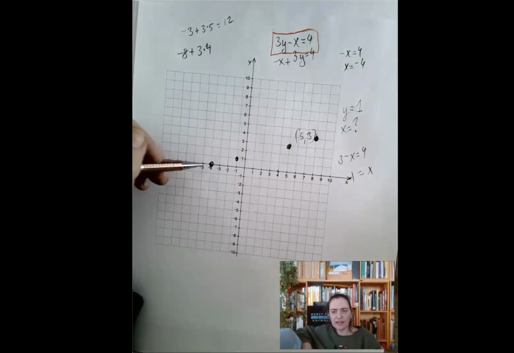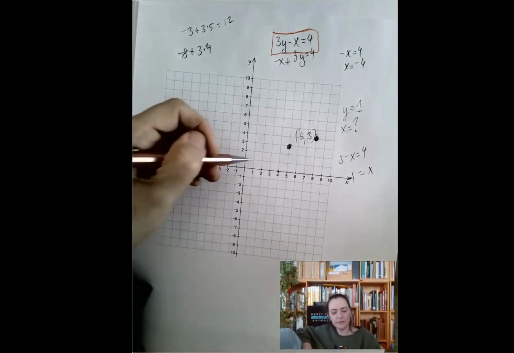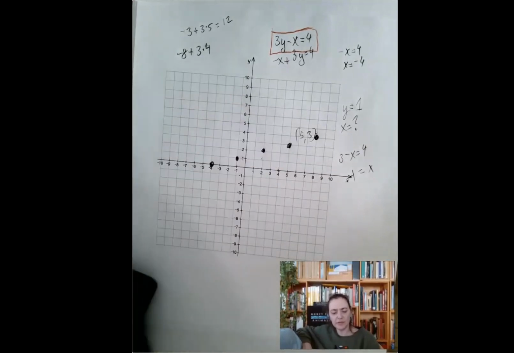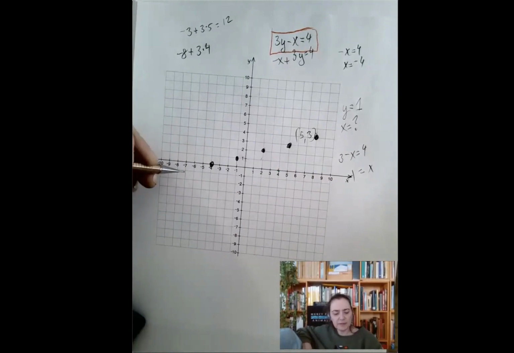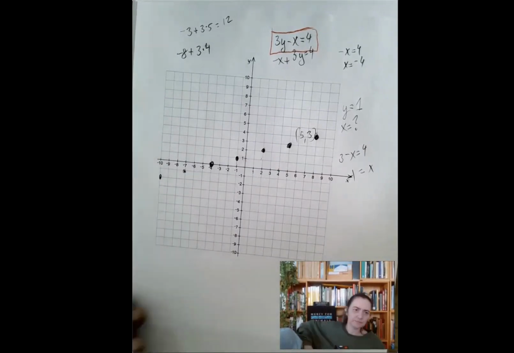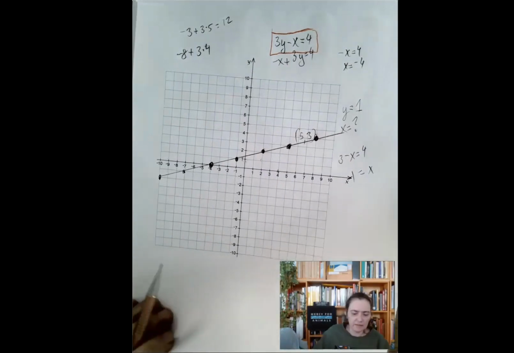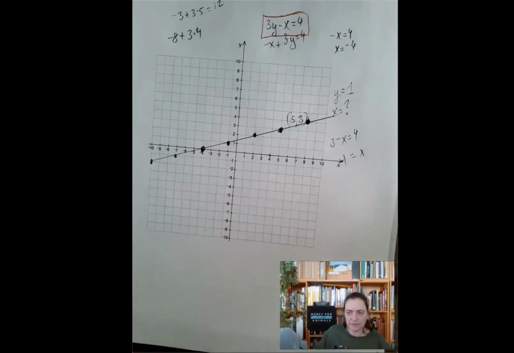Your pattern is, I never go to the left, so 3 to the right, 1 up. 3 to the right, 1 up. The persistence of that pattern is what makes a straight line straight. There. And now every point on that line will work. Okay. Any questions?